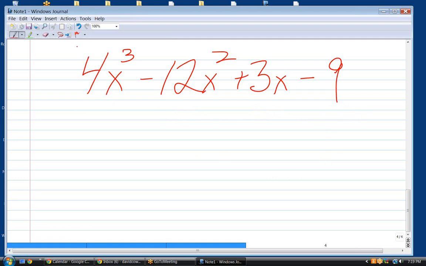Okay? Grouping is putting parentheses around stuff. In other words, I'm going to group those 2 terms together, and I'm going to group these 2 terms together. Okay. Now, I can factor a greatest common factor out of this entity on the left. What can I take out of that? A 4x squared.